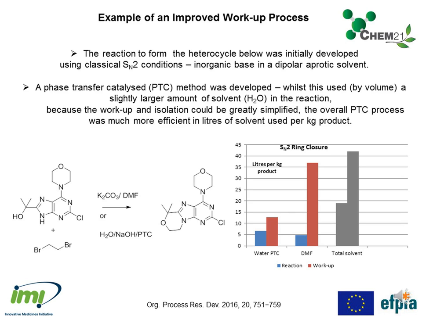This was changed for a phase transfer method, and if we look at the figures, certainly the phase transfer method in water used slightly more solvent in the reaction, but because the workup and isolation could be greatly simplified, overall the phase transfer catalyzed process was much more efficient in terms of litres of solvent used per kilogram of product. We can see the figures here, and that's primarily due to really cutting down on the amount of solvent and water used to isolate the product from the reaction mixture.